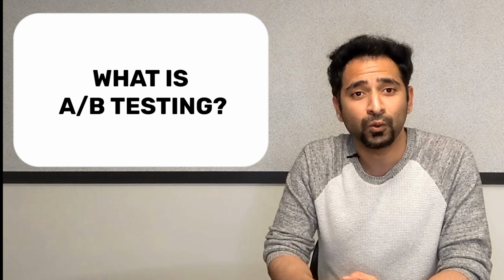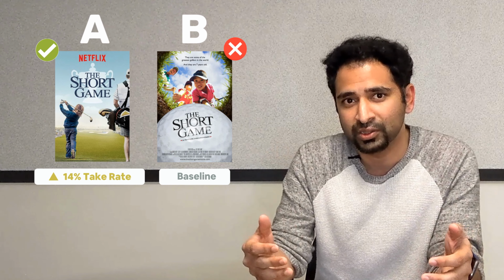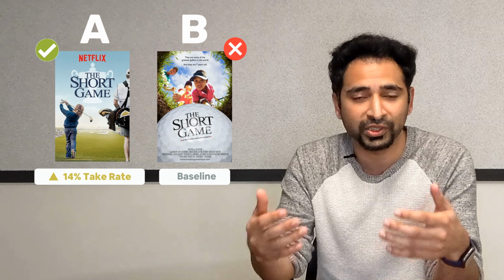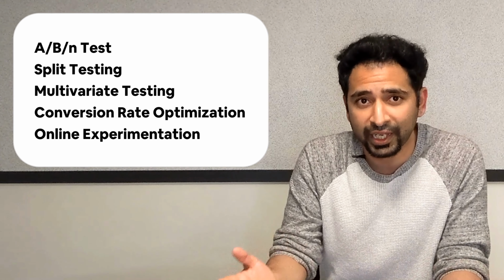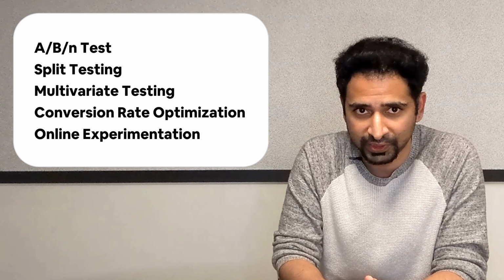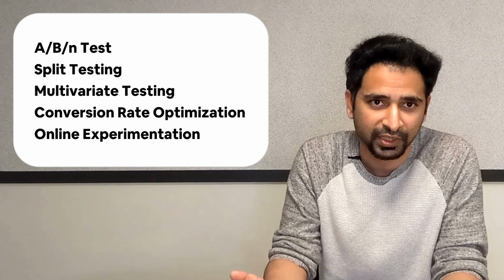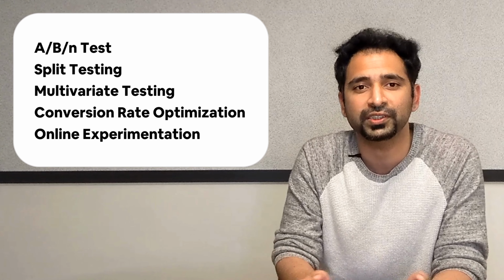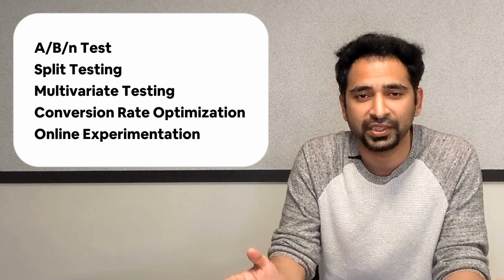A-B testing is a method that uses statistics to compare two different versions of something, can be a new web page or a feature, to figure out which one performs better with your customers. You might have heard different names for A-B testing like A-B-N testing, split testing, multivariate testing, conversion rate optimizations, or online experimentation. With very minor differences, all of these mean the very same thing.